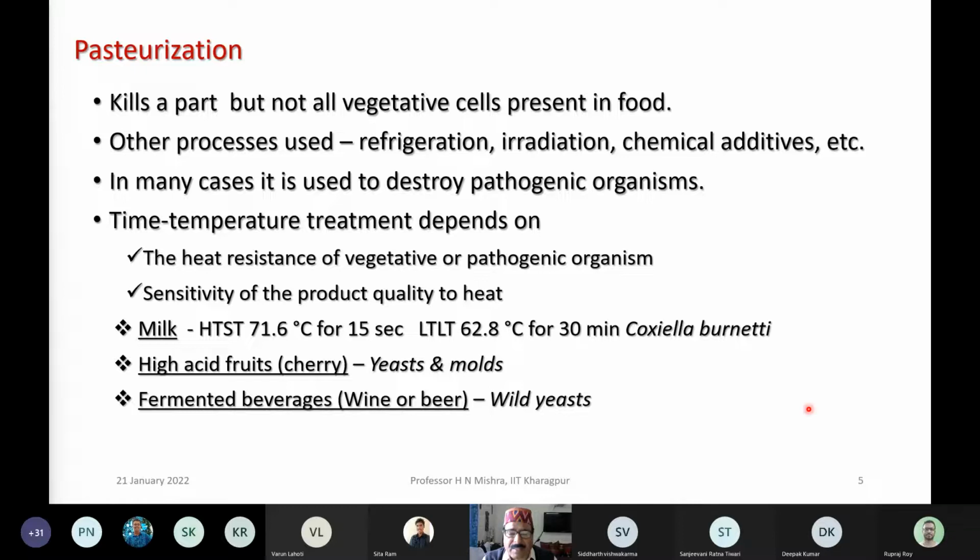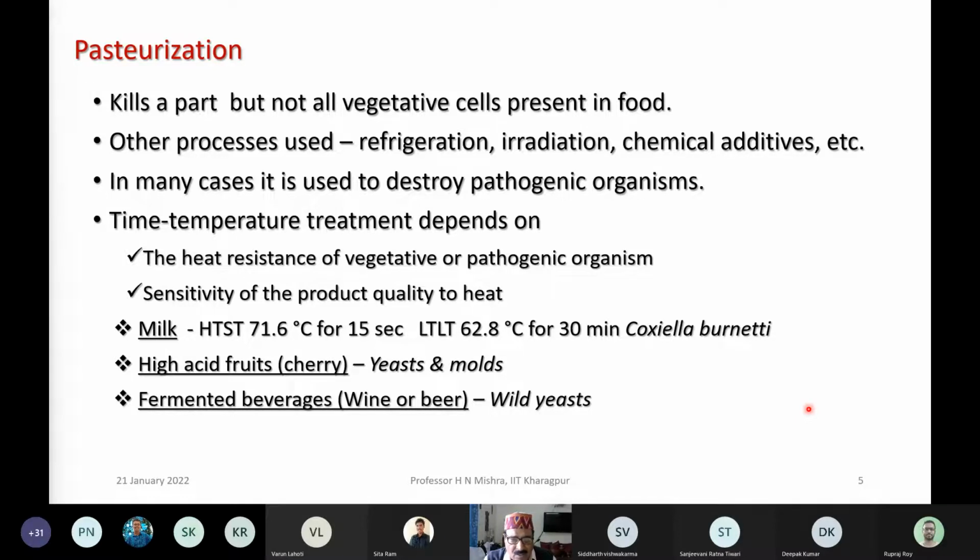Mycobacterium tuberculosis in the milk, but it has a higher resistance than the Mycobacterium tuberculosis. So now the market milk pasteurization conditions are based on the inactivation of Coxiella burnetii. And once Coxiella burnetii is inactivated, it means Mycobacterium tuberculosis will already be taken care of.